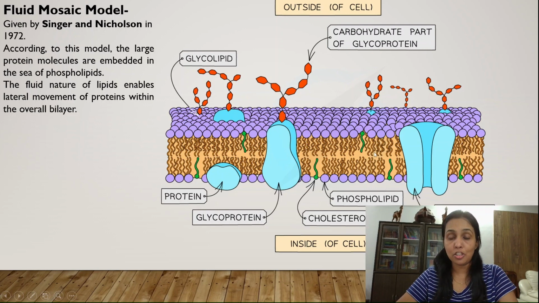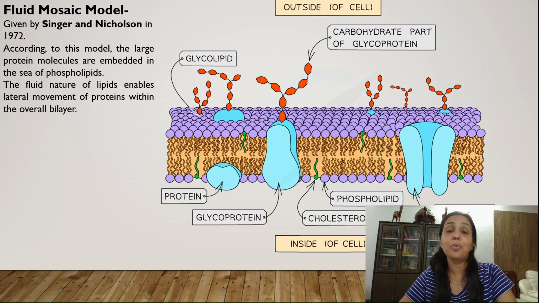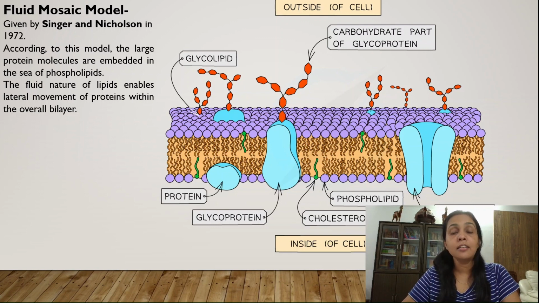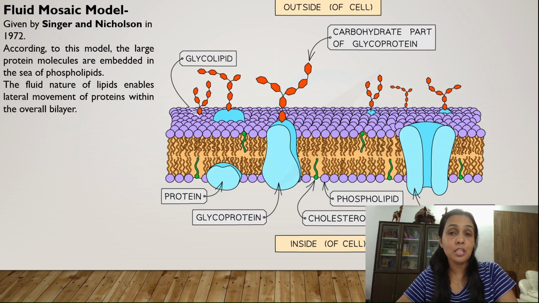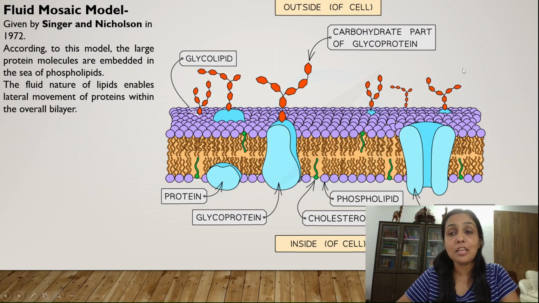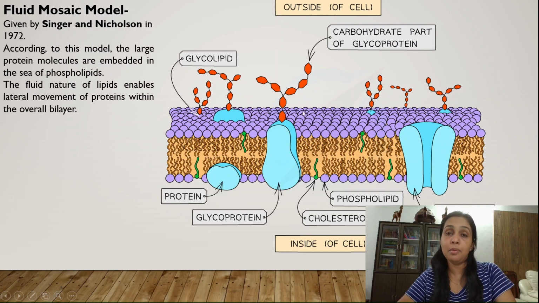So this is all about the structure of the cell membrane, and this structure was proposed and explained by two scientists, Singer and Nicolson, and the structure is known as the fluid mosaic model of the cell membrane, which states that the large protein molecules are embedded in the sea of phospholipids. The phospholipids provide fluidity to the cell membrane, which helps in the lateral movement of the large protein molecules. So I hope the structure of the cell membrane is clear to you all.